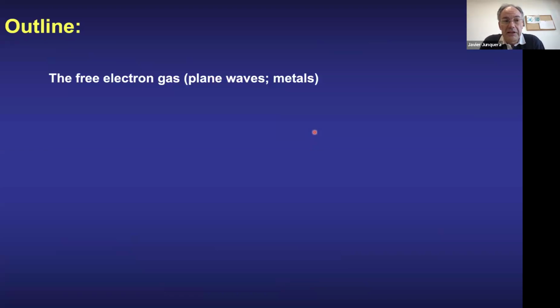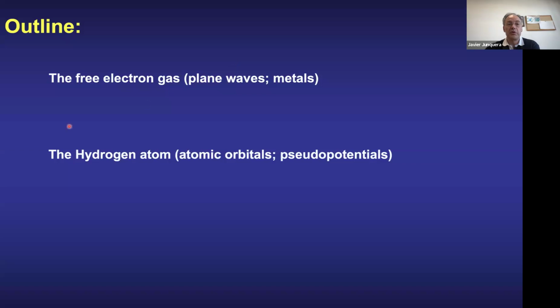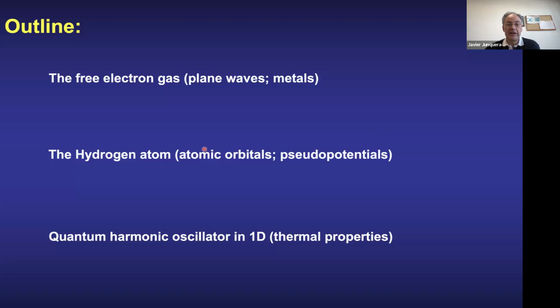So we are going to solve the Schrödinger equation in three cases. The first one is the free electron gas, which will be related with the lecture about plane waves or about the description of metals in the school. Then I will focus on the hydrogen atom, and this will be related with the pseudopotentials or with the lecture about using atomic orbitals as basis set. And then finally, I will talk about the quantum harmonic oscillator in one dimension, and this may be related with some thermal properties.